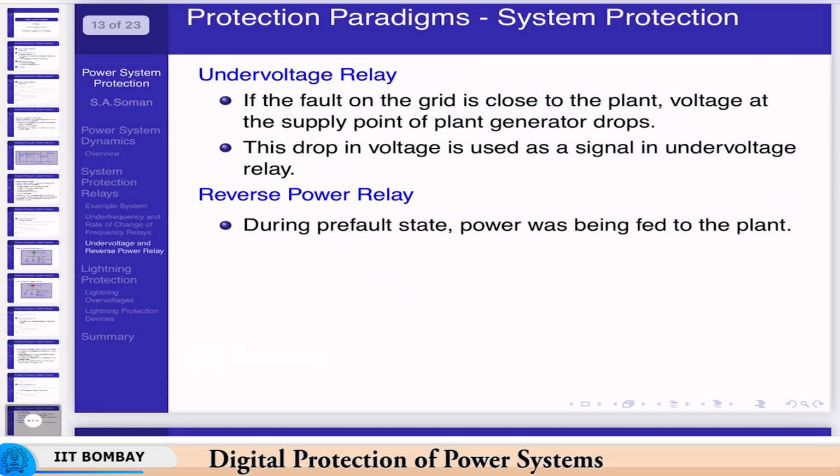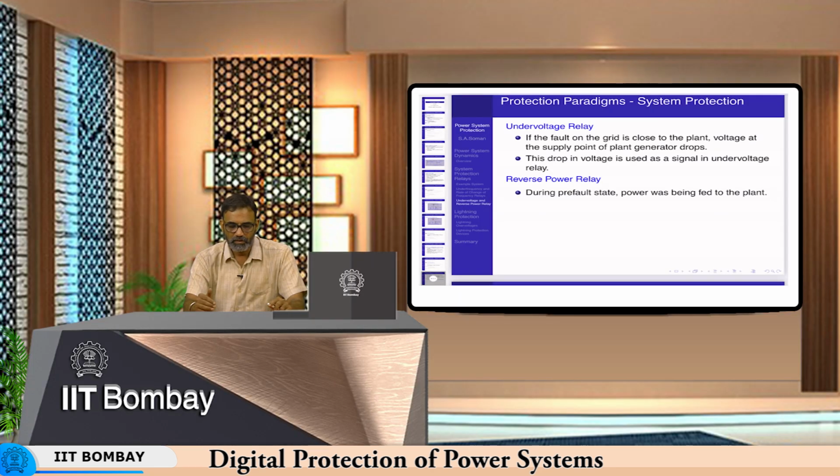We will discuss an application of the under voltage relay and the reverse power relay with an example. As we mentioned, if there is a fault on the grid very close to the plant, the voltage will drop. The load generation balance may or may not be disturbed, depending on the impedances and how the system is configured at that point. The frequency may not fall, but you don't want to keep feeding the fault, and in such a condition, an under voltage relay will be helpful.